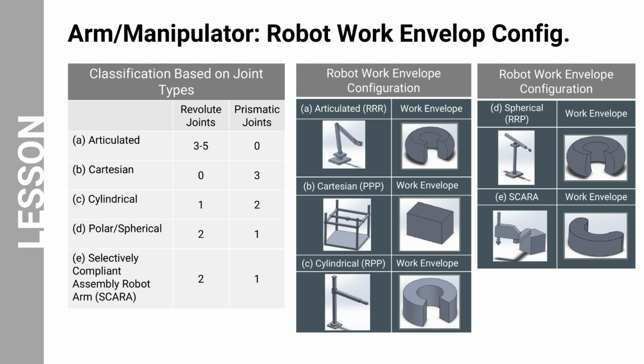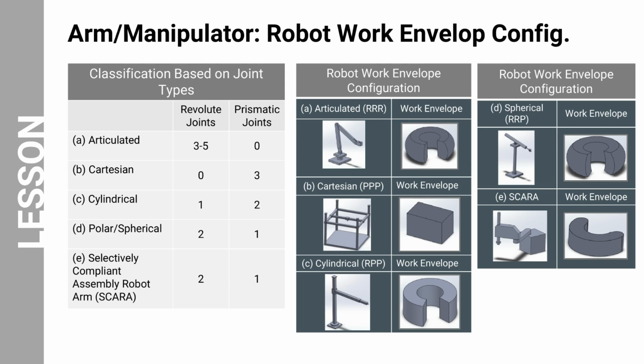The table summarizes the number and types of joints for each robot type. These factors significantly influence the robot's performance and capabilities. Let's look at some examples of how these joint types can be combined. The images illustrate the robot itself and its workspace envelope. It's important to remember that different robot configurations create unique workspaces and interaction capabilities with the environment.